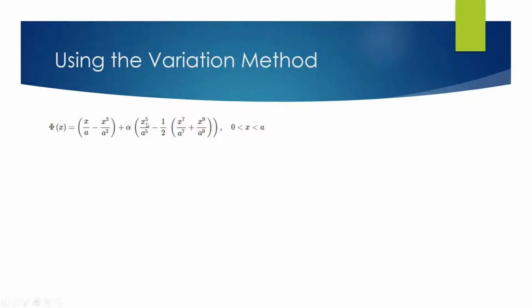So when you plug in 0, they're all 0. And when you plug in a, every term will cancel out. So here we have a over a is 1, minus a cubed over a cubed is 1, so that term goes away. And this term will also cancel out. You end up with 1 minus 1/2 times 2, which is equal to 0. So this wave function satisfies our constraints for the particle in the box.